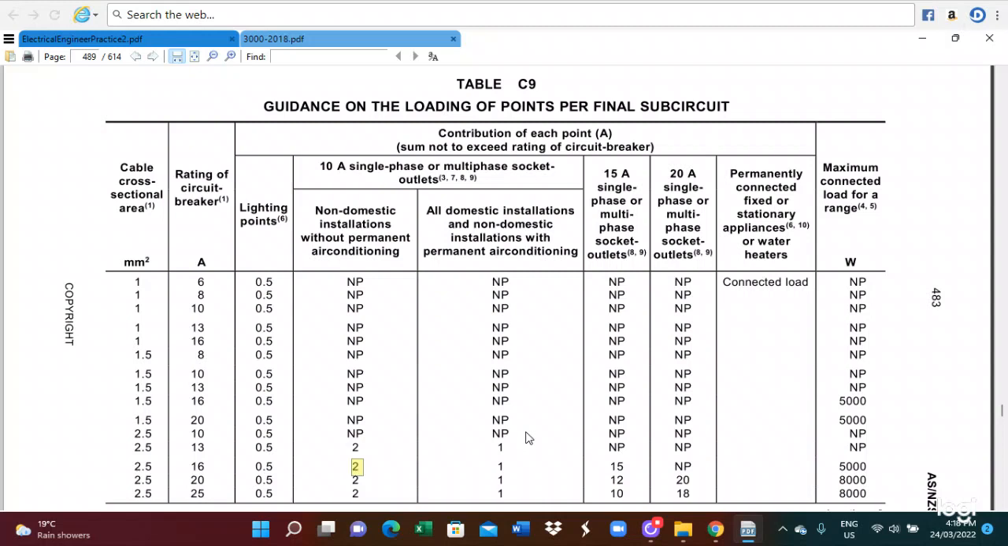But a 15 ampere socket outlet, it can draw the 15 ampere. So it's drawing the 15 ampere. So for the 16 ampere circuit breaker, you can only utilize one socket outlet. So this is the way we calculate it. In this case, total power can be installed is 5,000 watt. So this is the solution of this problem.